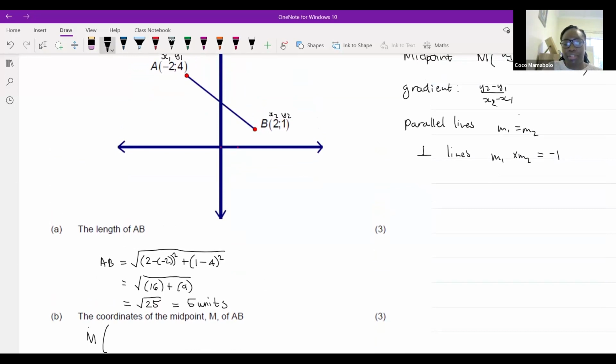Okay, so the midpoint of AB would be x1, which is -2 plus 2 divided by 2, not divided by 0, divided by 2. And then I would have 4 plus 1 divided by 2. Okay, therefore the midpoint of AB is -2 plus 2 is 0, so we'd have 0 on this side and then 5 over 2 on that side. Okay, so the coordinates of M would be 0 and 5 over 2.